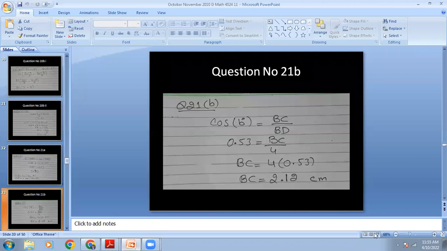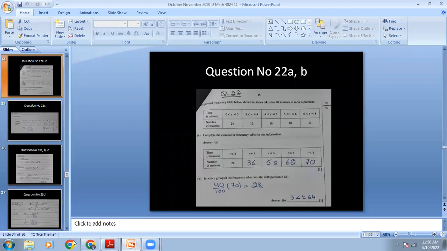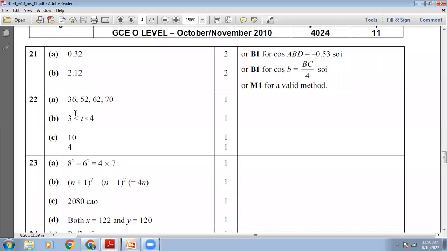So let me show you my solution. So here you can see 24 plus 12, that will be 36. 36 plus 16, 52. 52 plus 10, that will be 62. 62 plus 8, 70. So this is how you will do this: 36, 52, 62, 70.